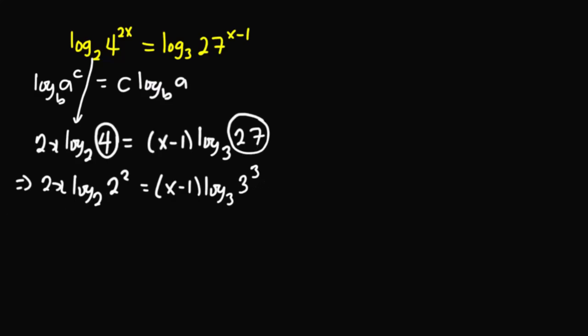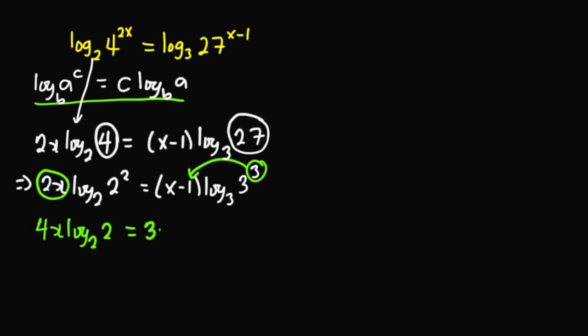So applying this property again, you realize that these two exponents come down to multiply, but when it comes down there is already 2x, so it will multiply that 2x. So we'll be left with 2 times 2x, which gives us 4x log to the base of 2 of 2, and this is equal to, now this 3 will also come down and multiply, so that will be 3 into bracket x minus 1 log to the base of 3 of 3.